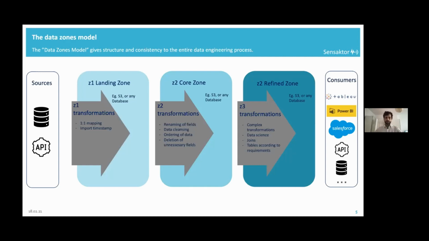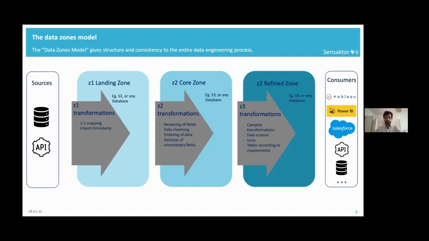For the first zone, it's really a copy and paste of the data sources. You do pretty much nothing but a one-to-one mapping. You can import, and you can add an import timestamp so you know later when you imported that data. Then in the next step, the zone 2 transformations consist of simple transformations. By simple transformations, I mean renaming of fields, simple data cleansing, for example removal of duplicates, the ordering of data if you want, or the deletion of unnecessary fields that you don't want in your core zone.